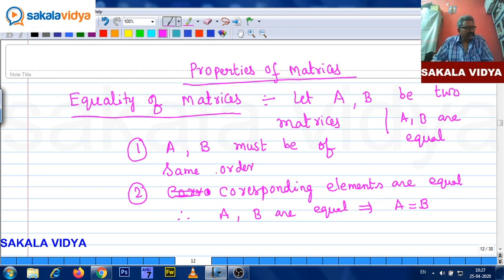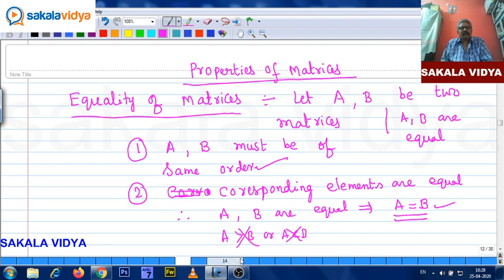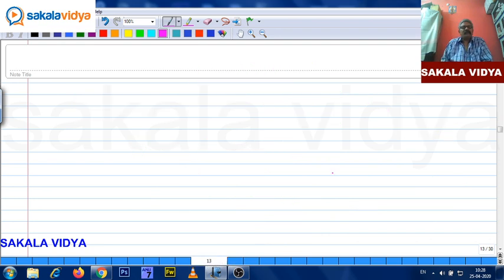But actually this is called the equality property. The equality property exists on matrices, whereas we cannot say A greater than B or A lesser than B. Only equality we can say. In order to say both matrices are equal, they must be of the same order and corresponding elements are equal.